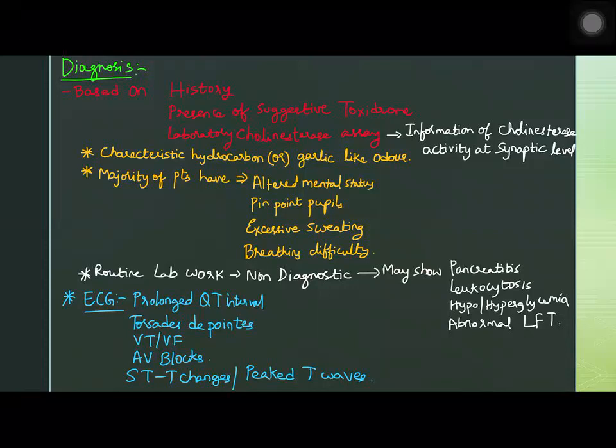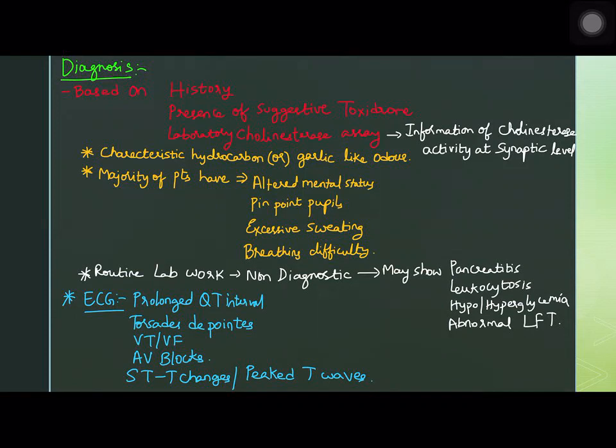How do we diagnose that there is organophosphorus poisoning? Based on history, suggestive toxidrome, and laboratory cholinesterase assays. Generally, the patient with organophosphorus poisoning has a hydrocarbon or garlic-like odor. The majority of the patients have altered mental status, pinpoint pupils, excessive sweating, and breathing difficulties. Normally the routine lab work does not lead us to the diagnosis, but with the history and the symptoms we can predict that the patient has consumed some organophosphorus compound.